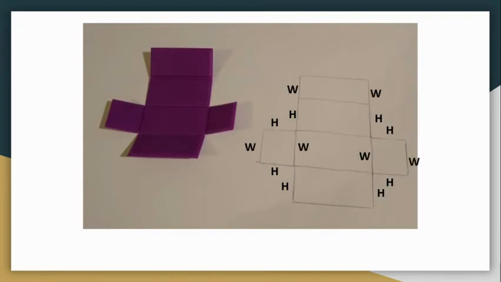Now let's label every side that equals the width of the rectangular prism. Any remaining sides represent the length of our original prism. Go ahead and label those as well.